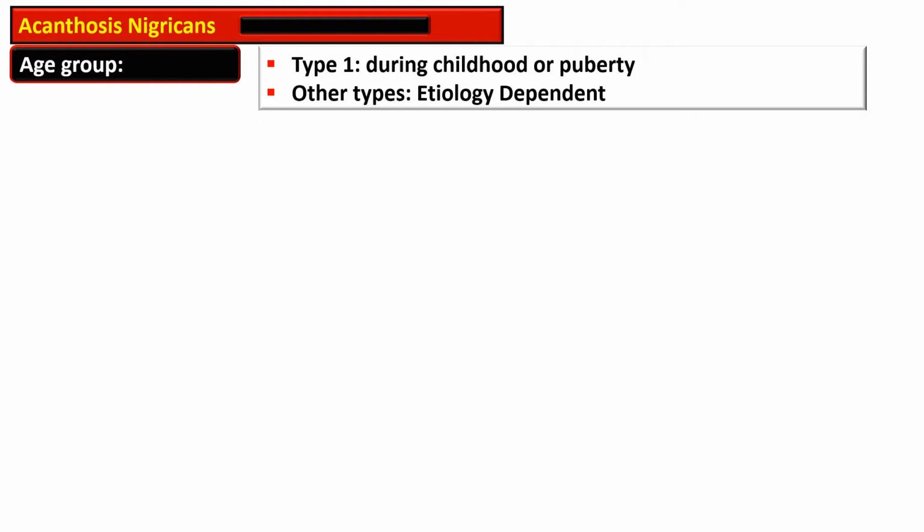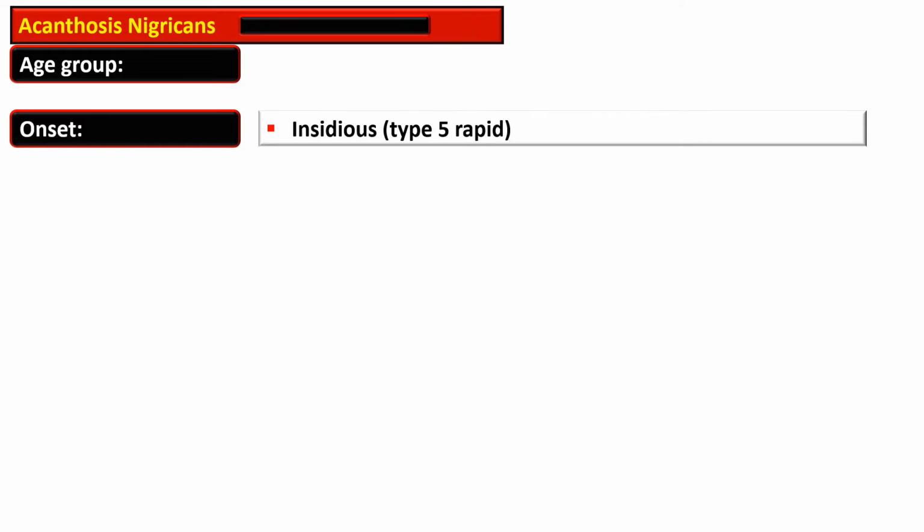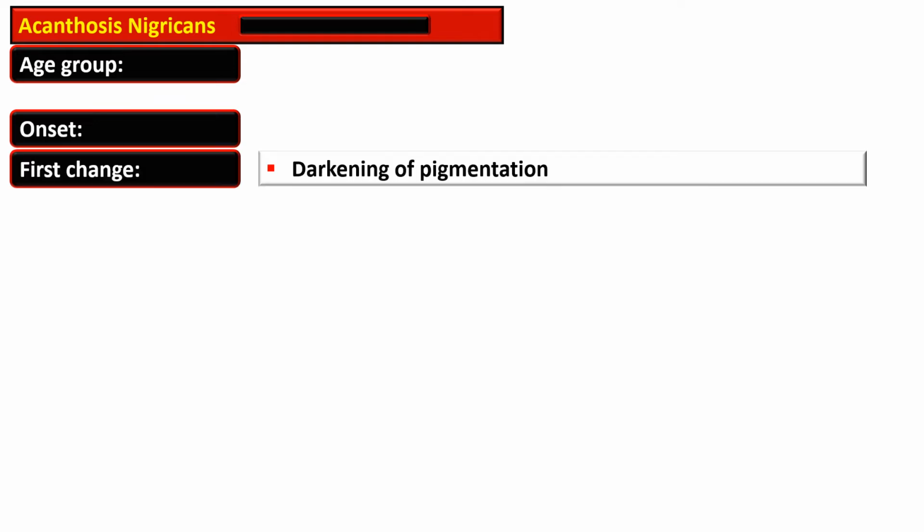Now, in type 1 of acanthosis nigricans, it occurs during childhood or puberty, while in other types the onset depends on the etiology. The onset of this disease is progressive. However, in the malignant one, type 5, there is a rapid onset of the acanthosis nigricans.